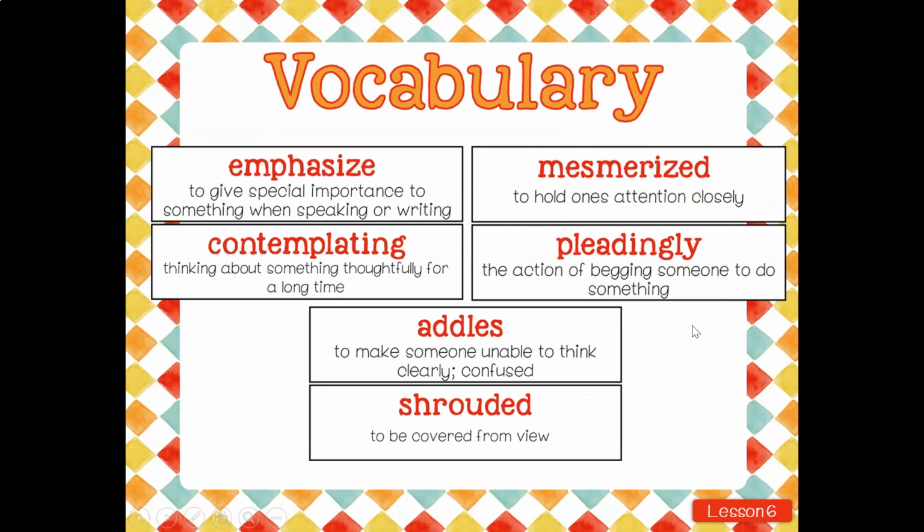All right. So before I start reading today, let's go over our vocabulary words. Our vocabulary words are going to be emphasize, which means to give special importance to something when speaking or writing. Contemplating, thinking about something thoughtfully for a long time. Addled, to make someone unable to think clearly, confused. Shrouded, to be covered from view. Mesmerized, to hold one's attention closely. And pleadingly, the action of begging someone to do something.